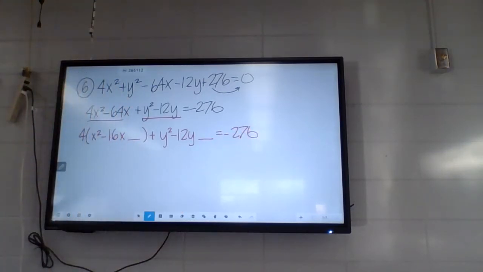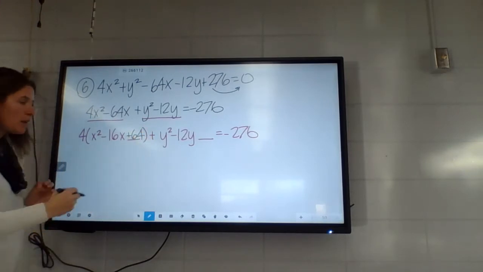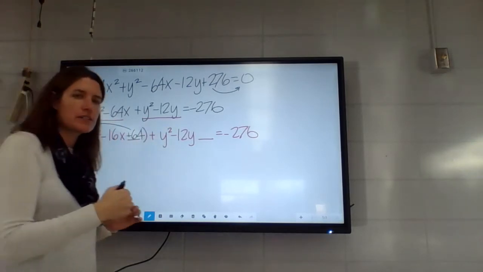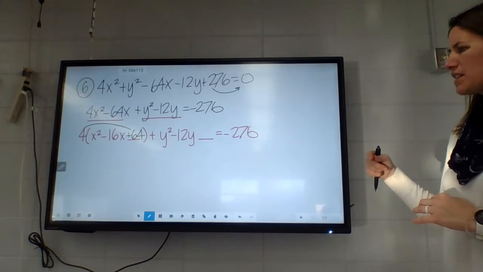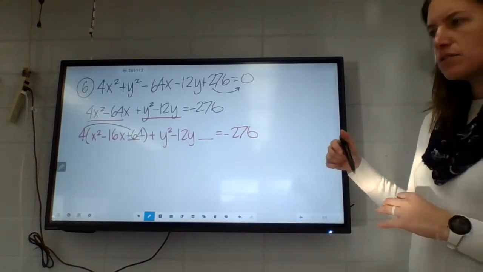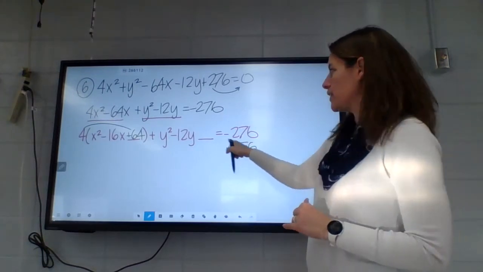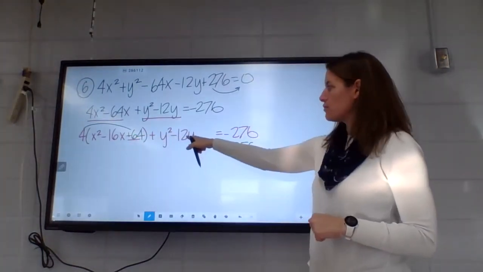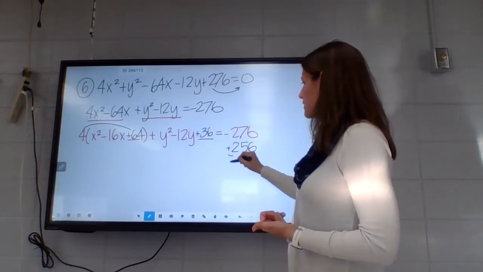Now I'm going to do completing the square twice. So I'm going to do this negative 16 divided by 2, which is 8. And then I'm squaring that to 64. But when I go to add that to the other side, I have to multiply 64 by 4. Which, is that 276? No. 256. Okay. So that gets added over here because of that. Then I do 12 divided by 2 is 6, squared is 36. So that gets added over here.